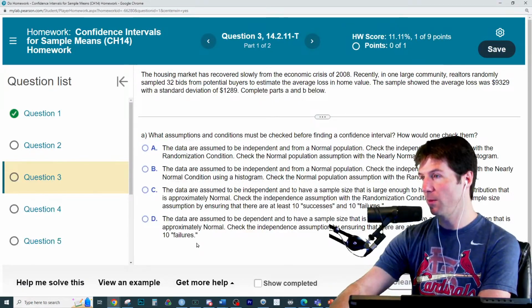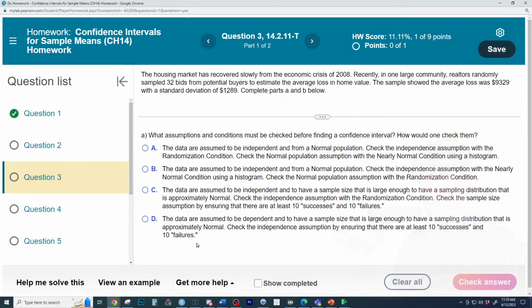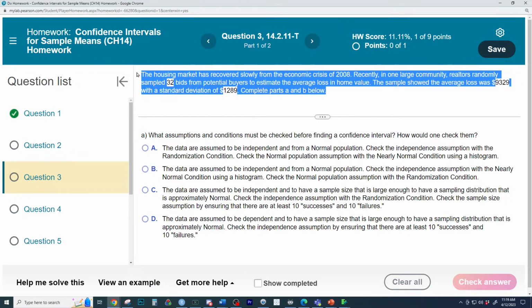Okay, what assumptions do we make? So the assumptions we have are random, 10%, and then we pause, and then we remember we are doing quantitative data. So actually, which of these can we eliminate, A, B, C, or D? Because remember, we're doing quantitative data. So which of these answers can we eliminate because we're doing quantitative data?